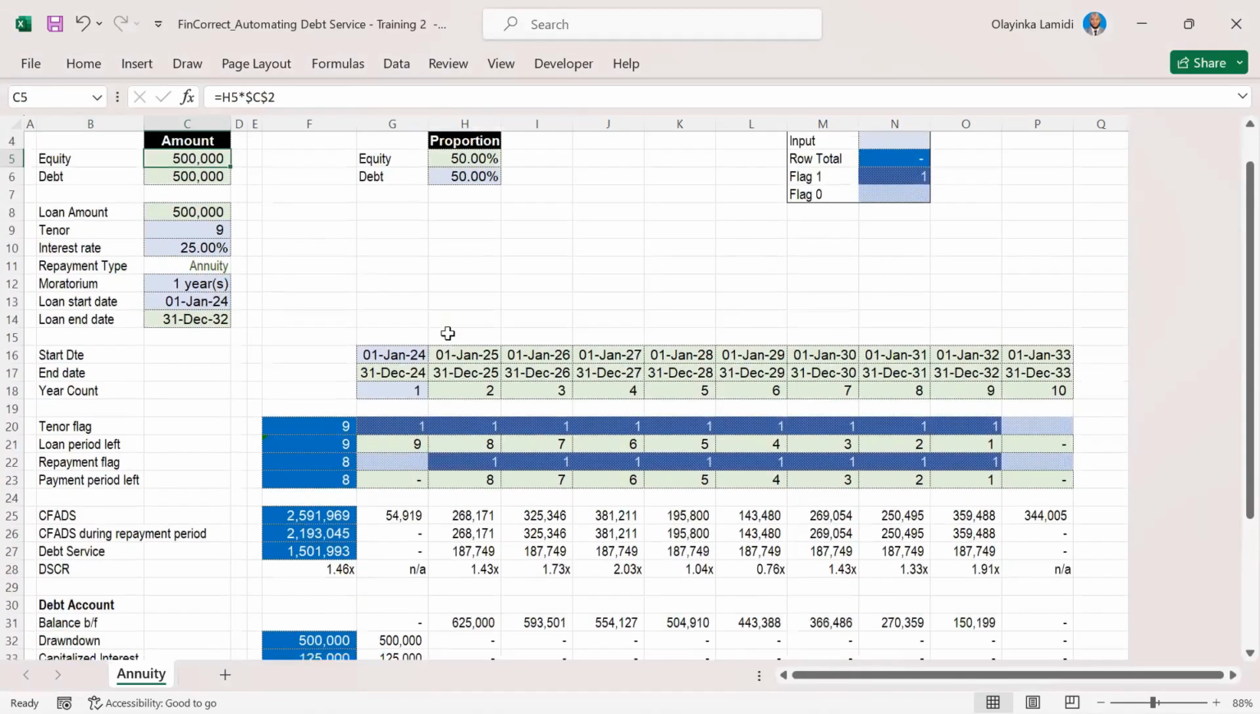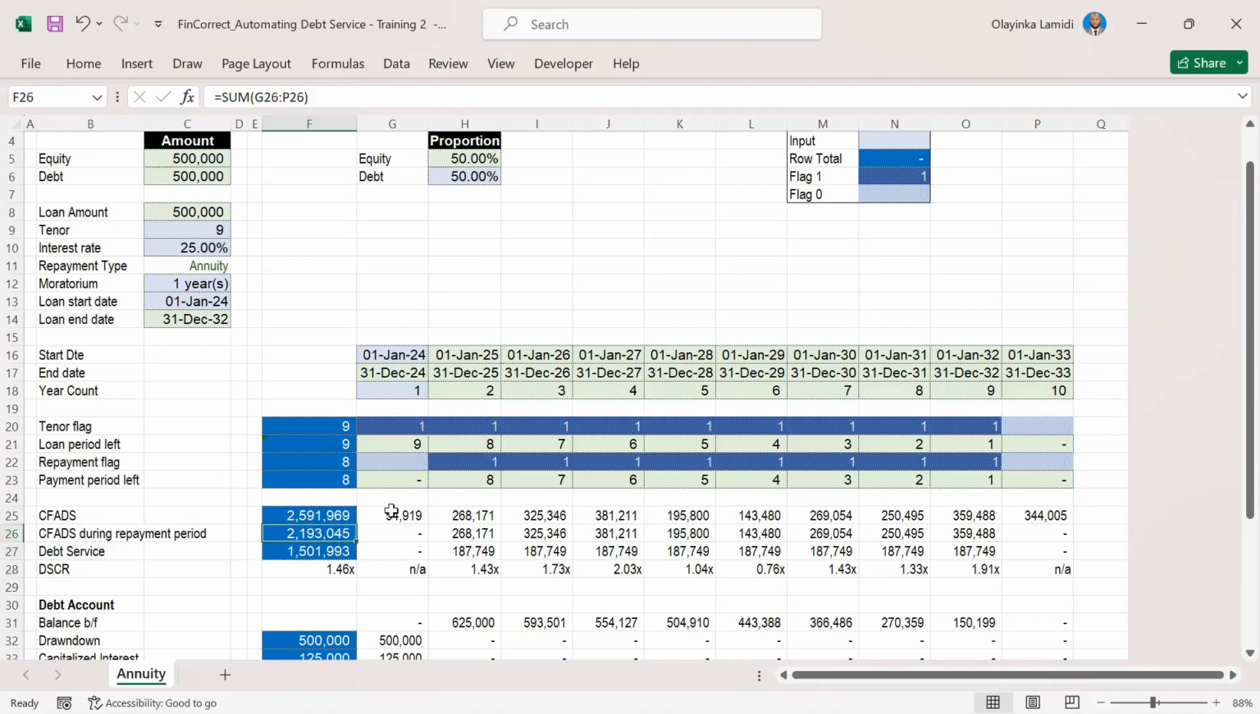What we want to determine here is: do we have enough cash flow to service our debt? If you look at the DSCR, the debt service coverage ratio, it informed us that we have enough cash flow. How do I know that? Because the DSCR here is actually 1.46. It simply means that my cash flow, which is 2.19 million, the CFAD during repayment period, is well enough to cover my loan of 1.5 million.